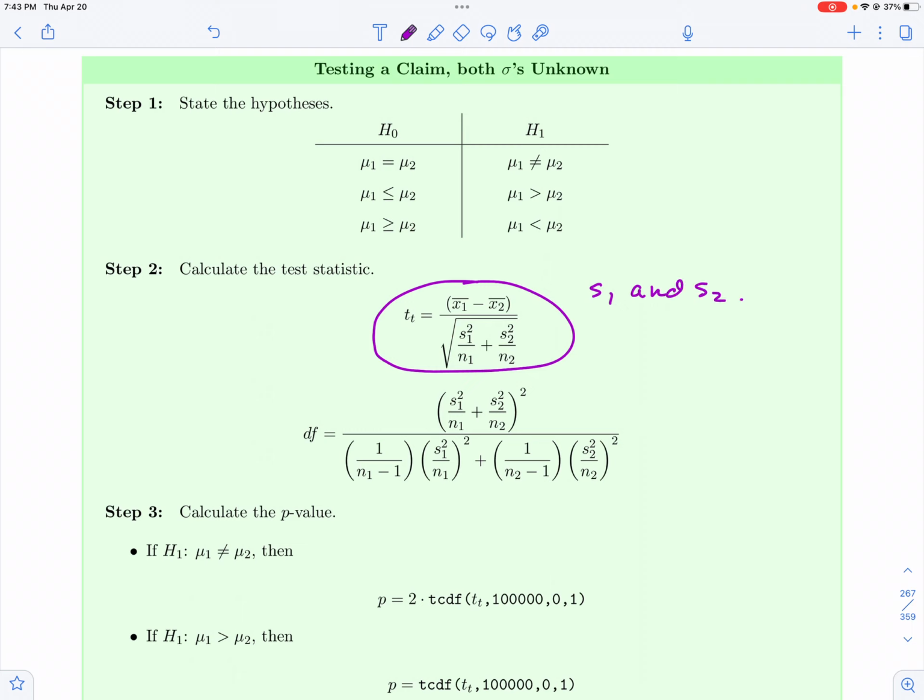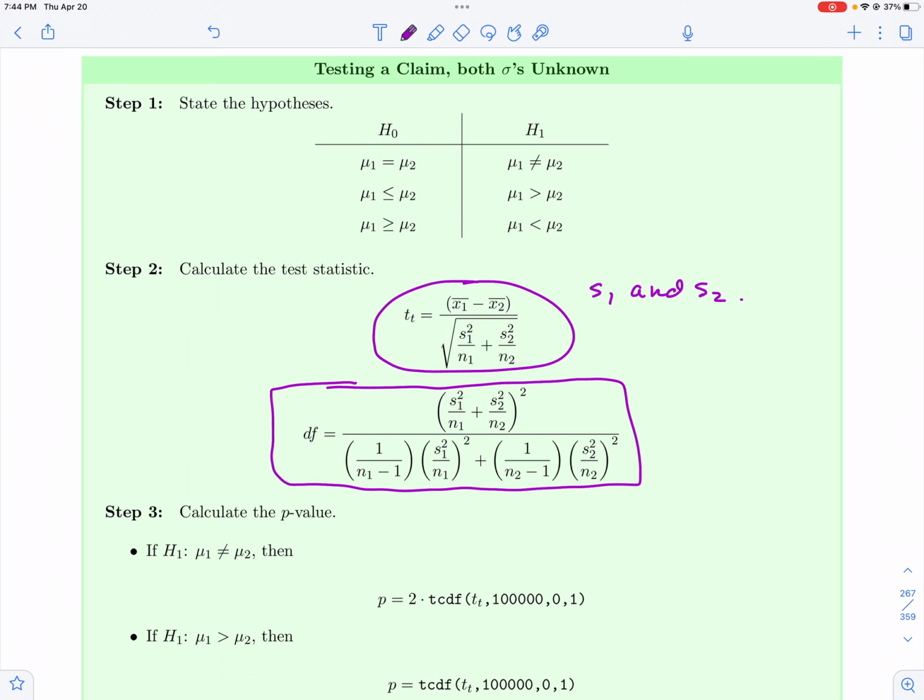Now we do want to remember that when we're dealing with T intervals, we have to know the degrees of freedom. And in the one variable case, the degrees of freedom were n minus 1. But notice in this case, the degrees of freedom is pretty much a nightmare. This is a ridiculous formula that we have to use to calculate the degrees of freedom every single time.